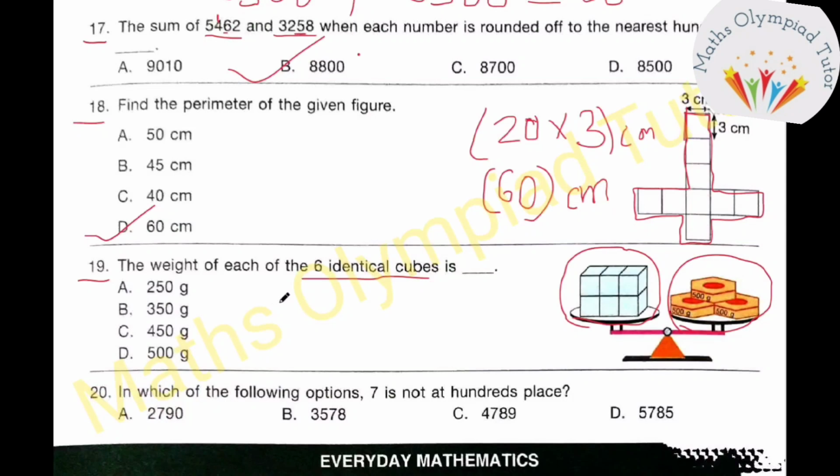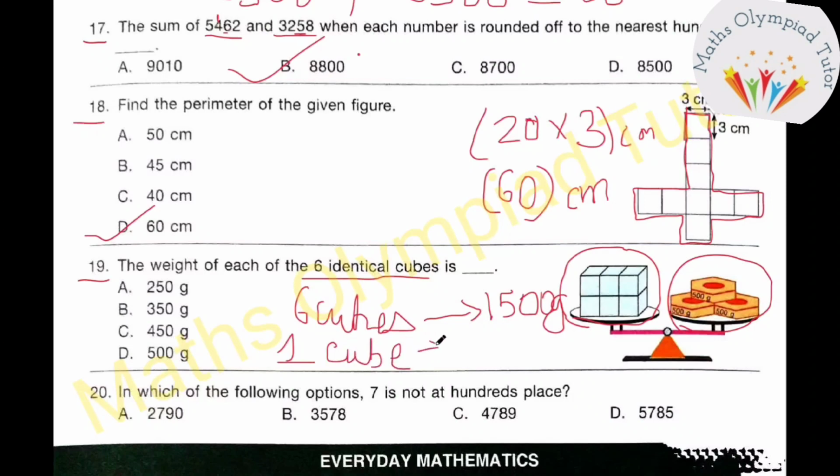So we can now easily find the weight of 1 cube. The weight of 6 cubes is 1500 gram. For 1 cube it is 1500 divided by 6. 1500 divided by 6 will give us the weight of 1 cube. So if we divide 1500 by 6, we'll get 250 gram, which is here in option A. So we are going to select this.